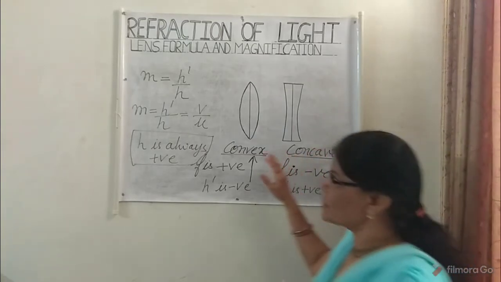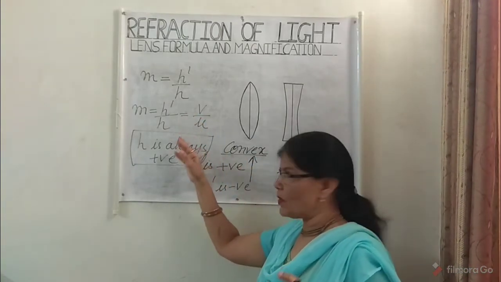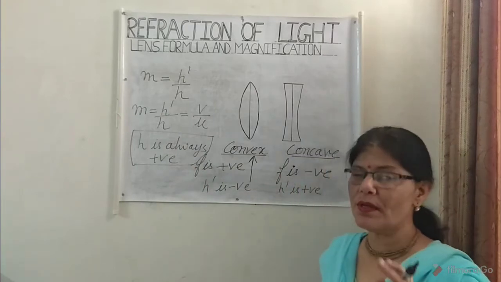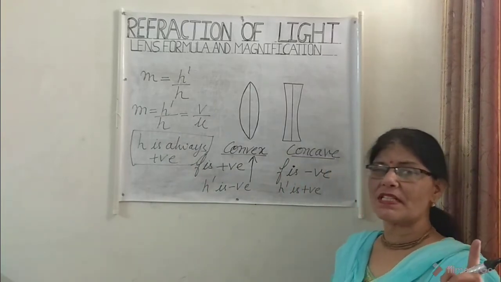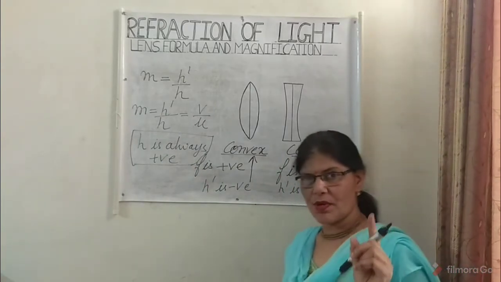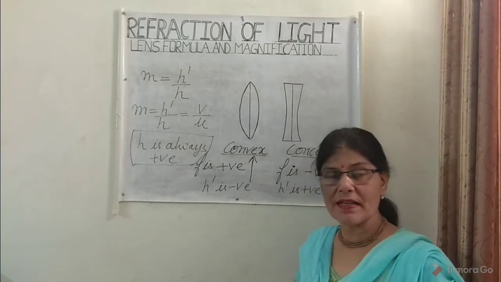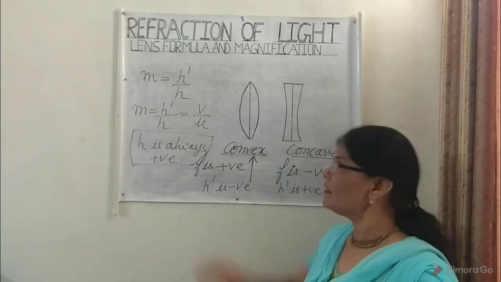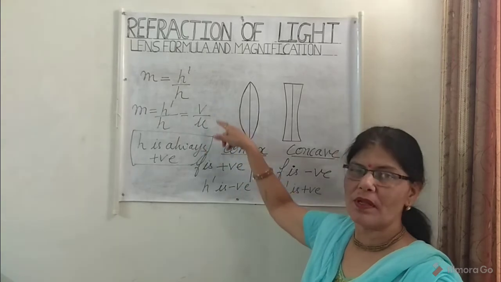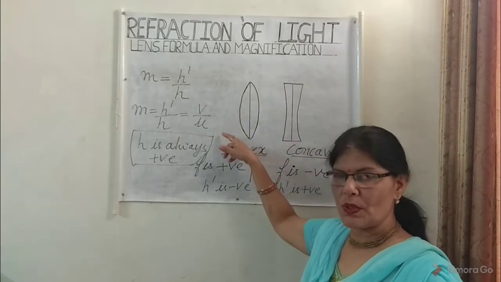So our magnification is H dash upon H is equal to V upon U. In case of mirrors, we were having H dash upon H is equal to minus V upon U. But here we are having plus V upon U. So this is all about magnification.